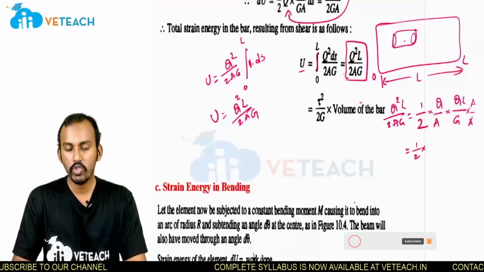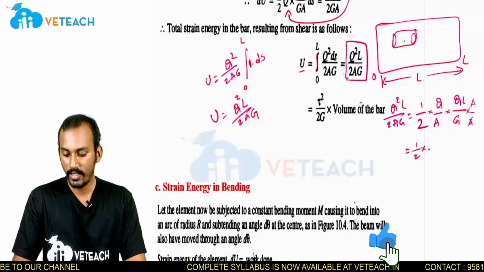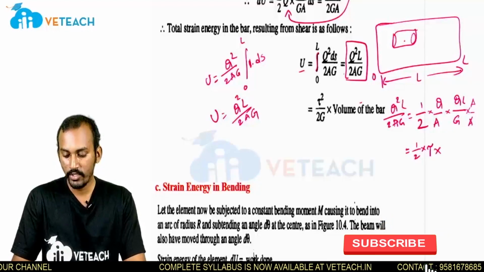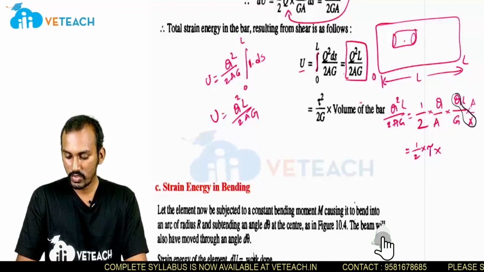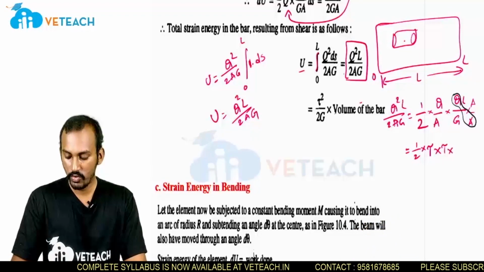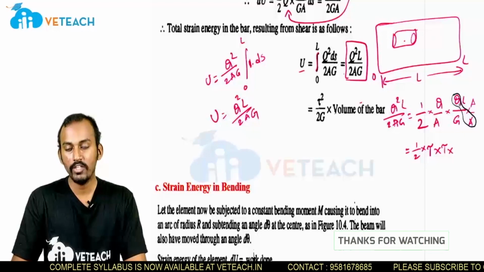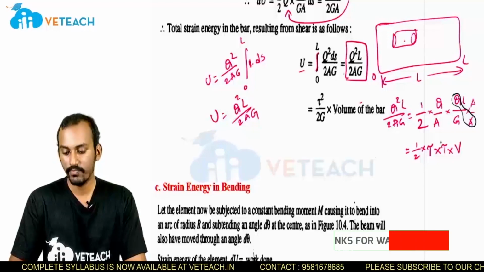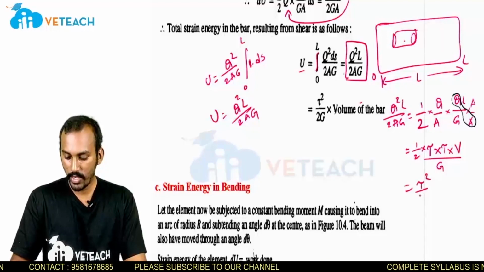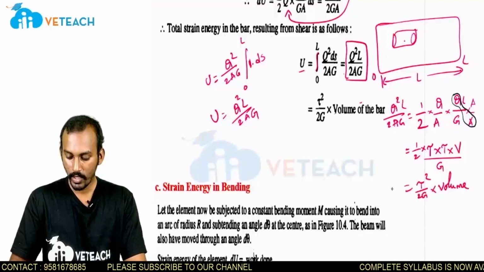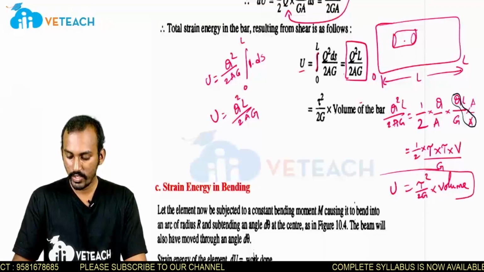Half into q by a, shear force by area, that is the shear stress tau, into, so the same situation we have to observe like this, q by a once, so q by a is the stress, into, what is the remaining value? Area into length, that is the volume, divided by G. Okay, so this can be written as tau square by 2G into volume. Okay, so this is the strain energy stored in a body.